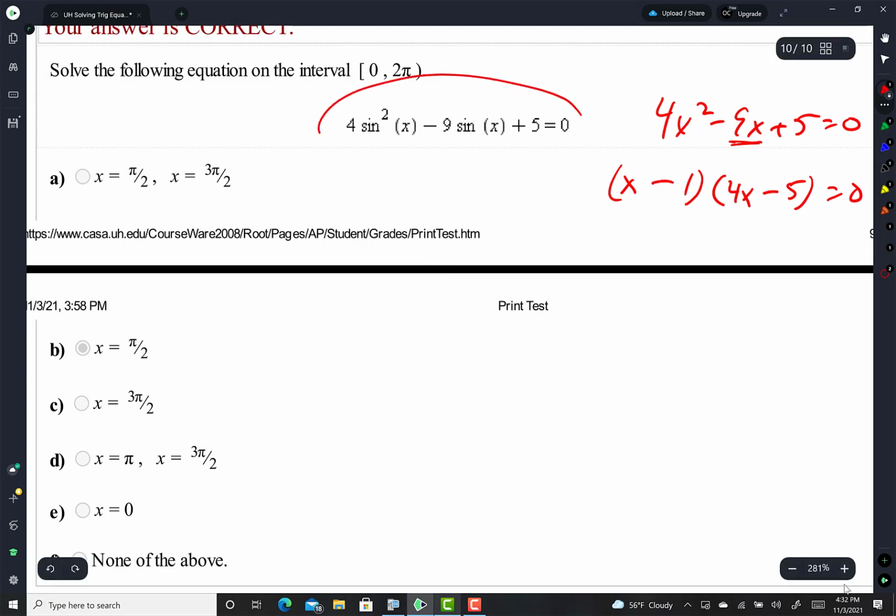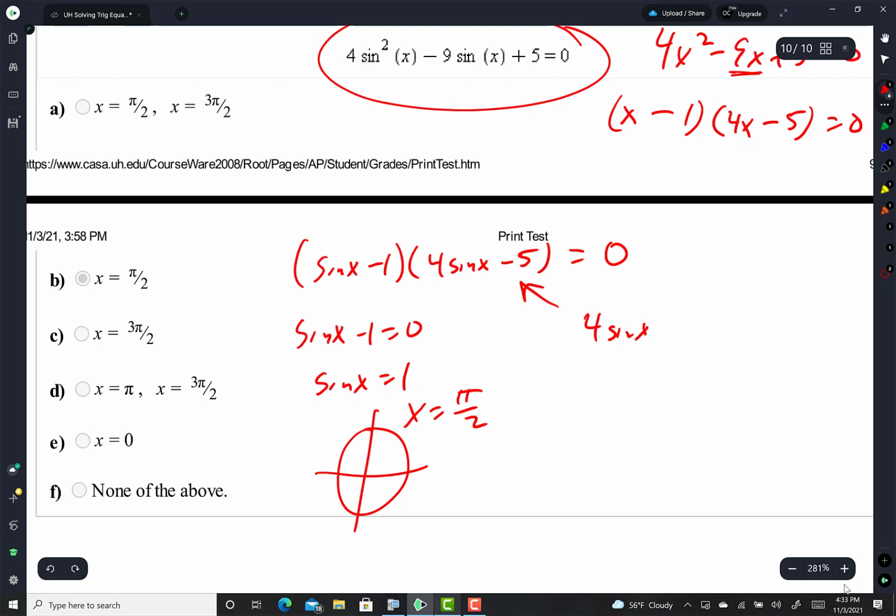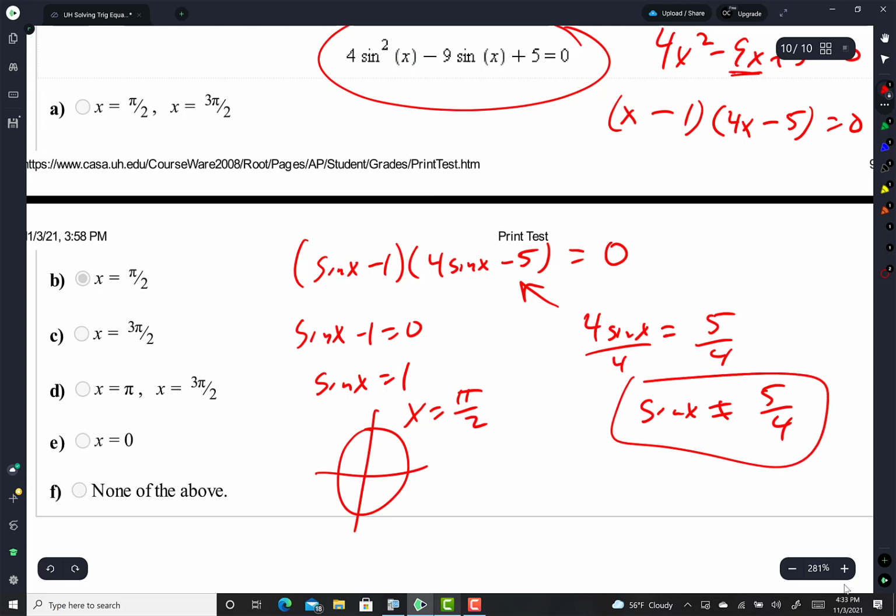So that means the same thing with this, guys. I'm going to write it as sine x minus 1, 4 sine x minus 5 equals 0. Now, where is sine x minus 1 equal to 0? Well, that happens wherever sine x is 1. And on the unit circle, that is at x equals pi over 2. Now let's look at this one. So 4 sine x equals 5, divided by 4, divided by 4. Sine x will never be 5/4 because 5/4 is a number bigger than 1. So pi over 2 seems to be the only answer, guys.